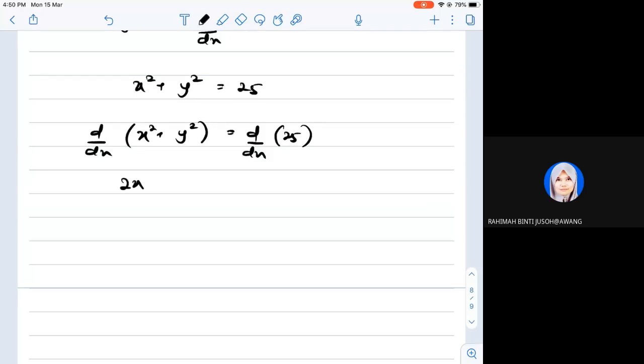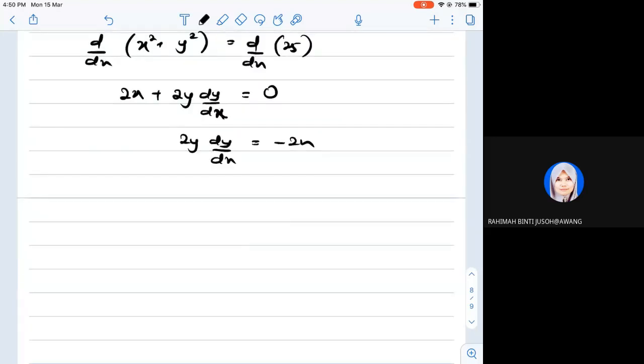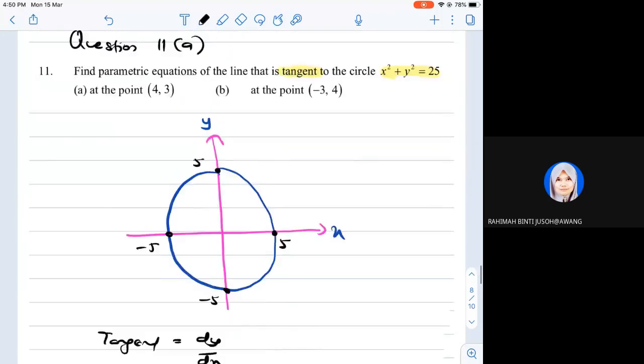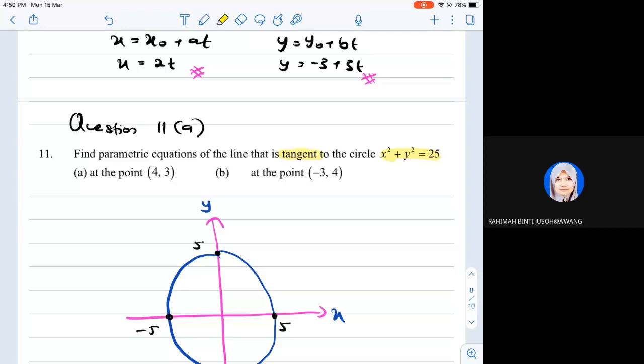Differentiate y squared, what do we get? 2y dy/dx. Like that. And then differentiate 25, just a constant, so you will get 0. So 2y dy/dx equals negative 2x. Therefore, dy/dx equals negative x over y like this. Okay, next. The question said at the point (4, 3).